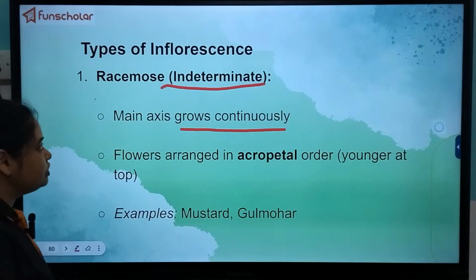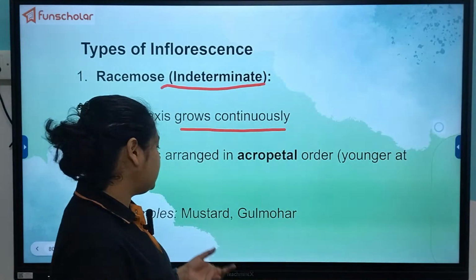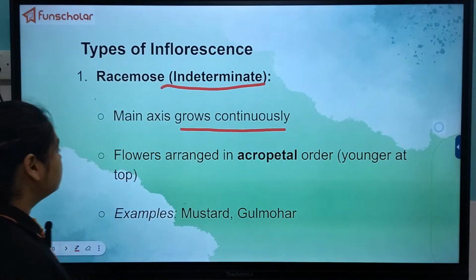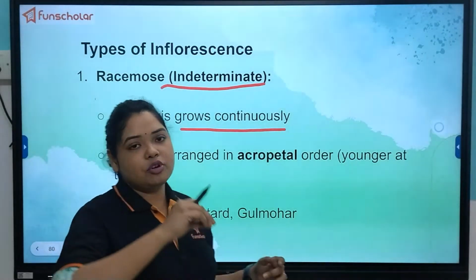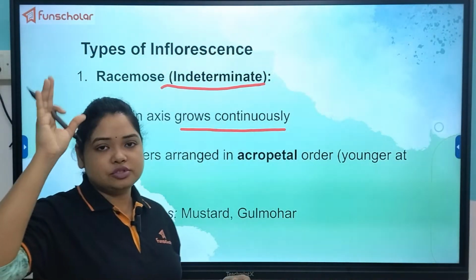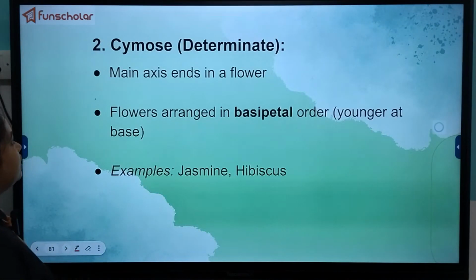The plants which have the racemose type of inflorescence include mustard and gulmohar. In this arrangement, the younger flowers keep on growing as the stem keeps on increasing in its length. So this is known as acropetal order.